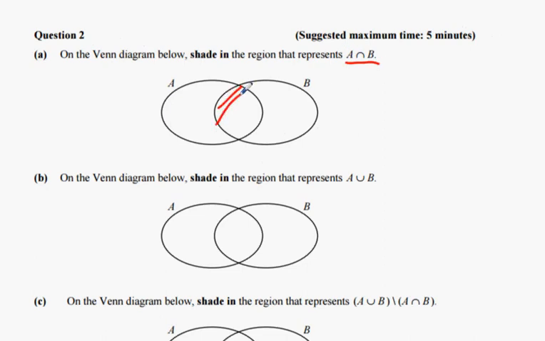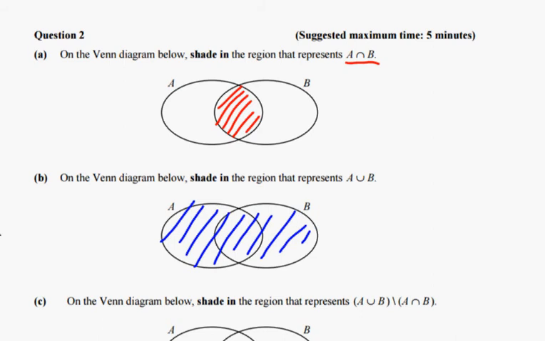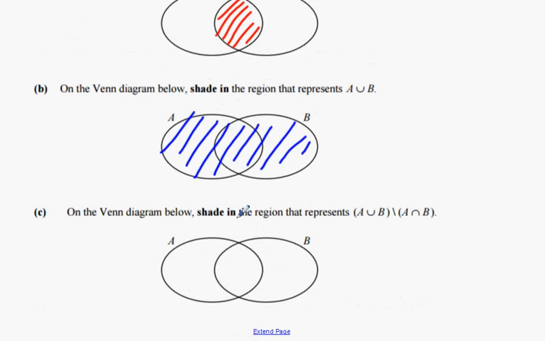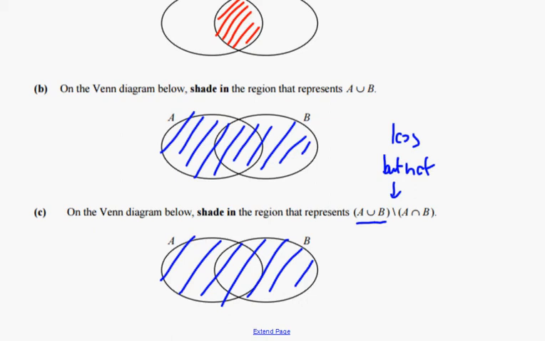On the Venn diagram, shade in the region that represents A intersection B. What is in A and B? That region there. On the Venn diagram, shade in the region that represents A union B. So A union B would be the full thing. Finally, on the Venn diagram, shade in the region which represents everything that's in A union B, but not, that means but not or less is the technical term, A union B less A intersection B. So everything that's in A union B, but not in A intersection B. So this would be A union B, but you're not allowed the intersection. So therefore, that's your answer there.